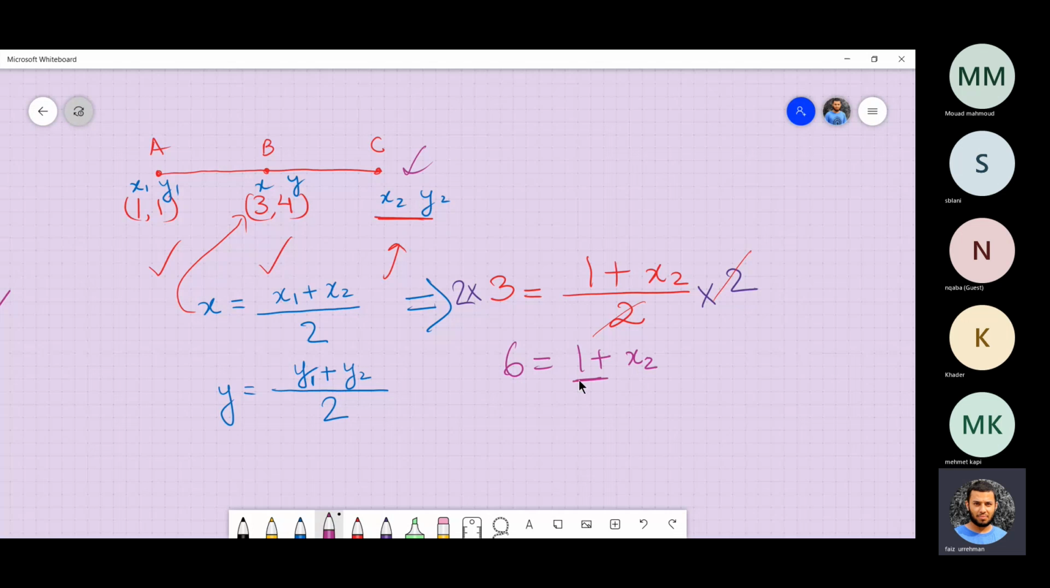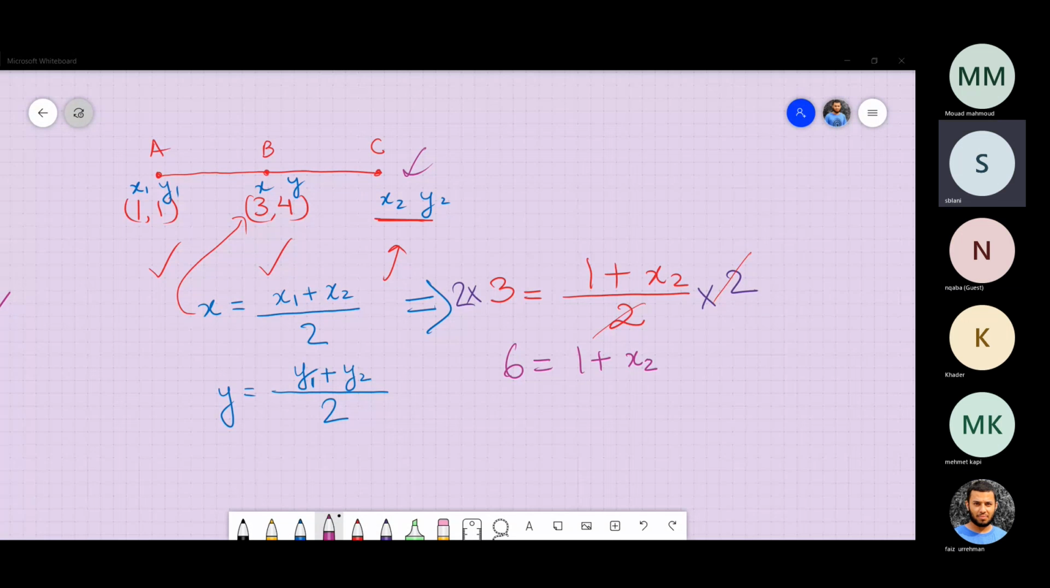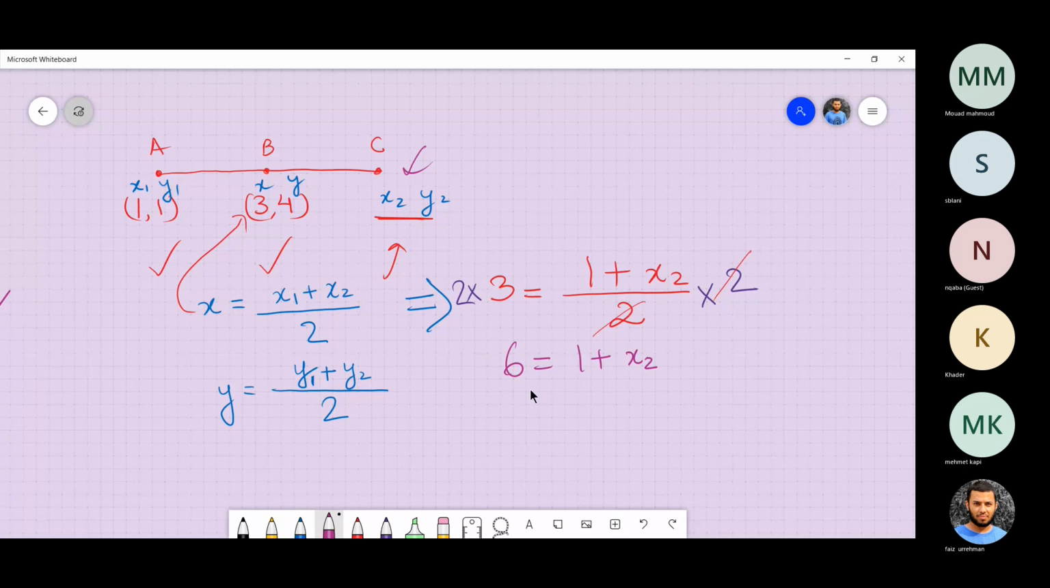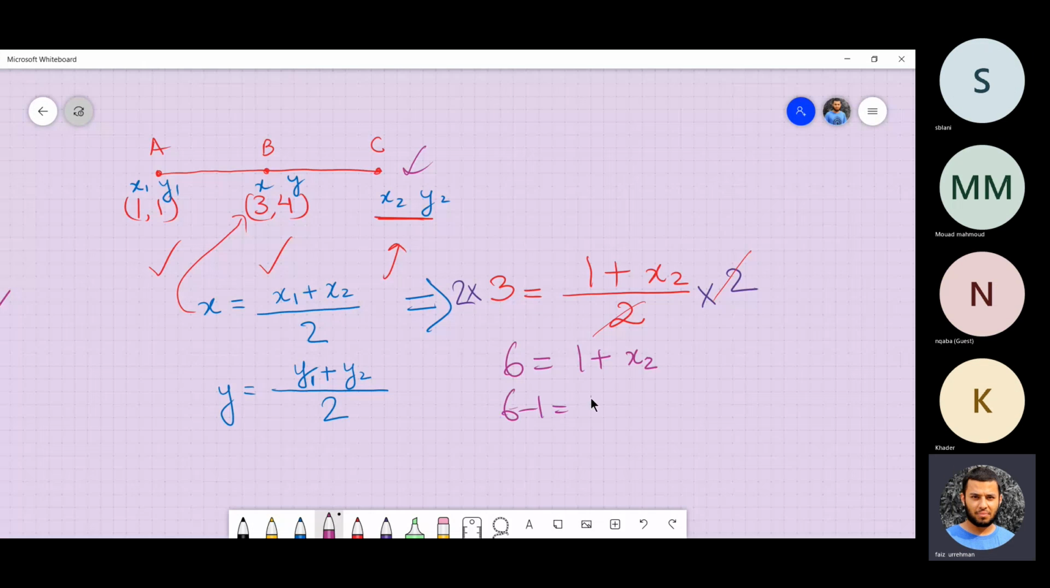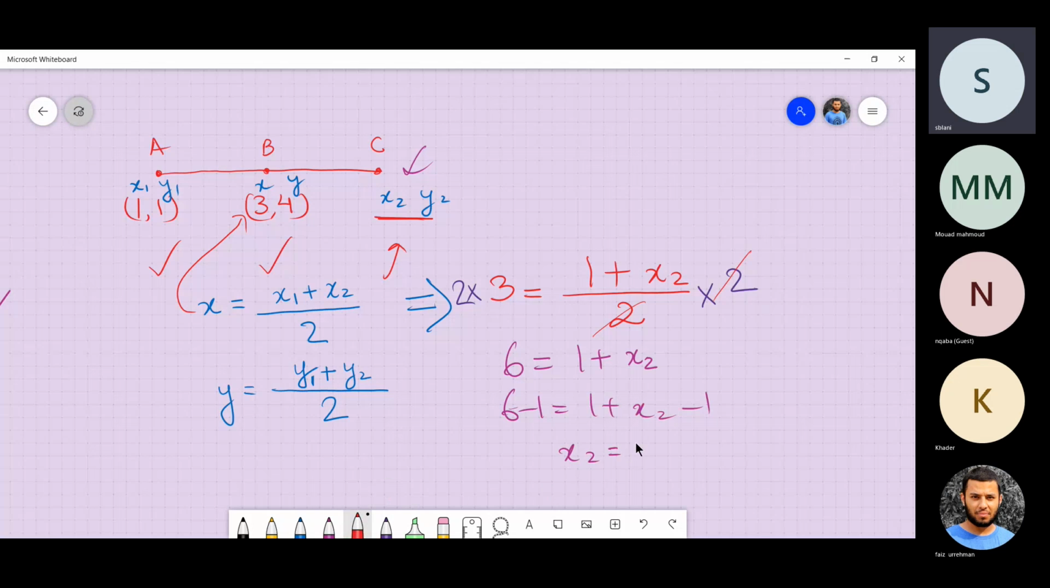So we need to remove the plus 1. How can we remove plus 1? By minusing from both sides. Minus 1 on both sides. So do this: 6 minus 1, and 1 plus x2 minus 1. So x2 will be how much? Will be x1.